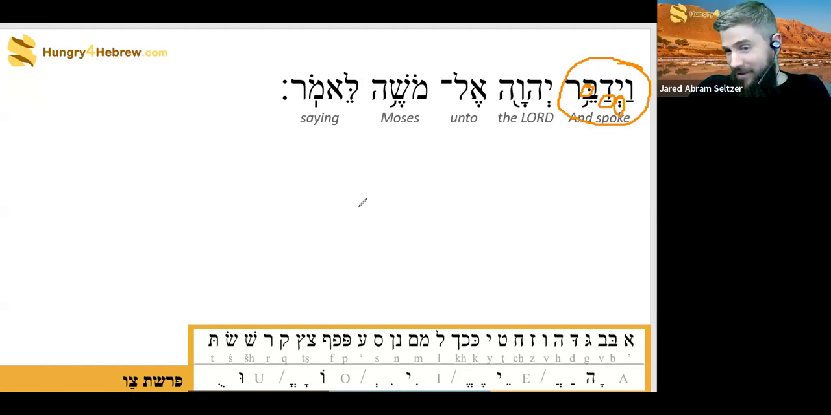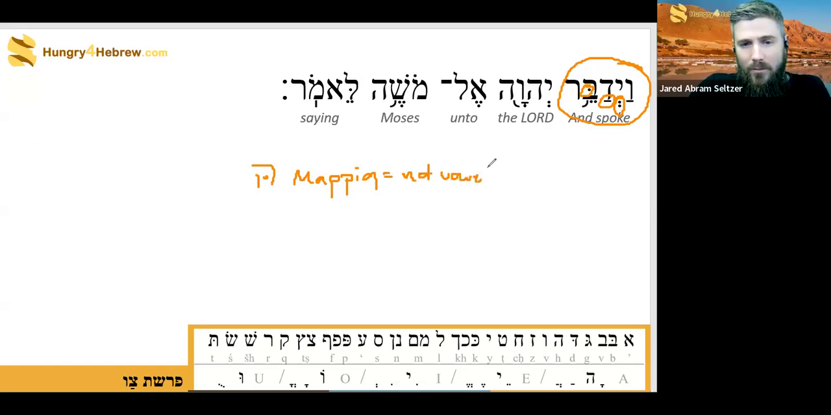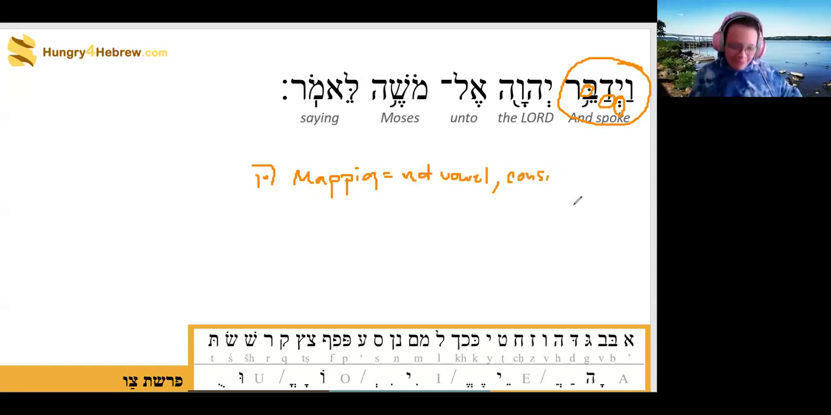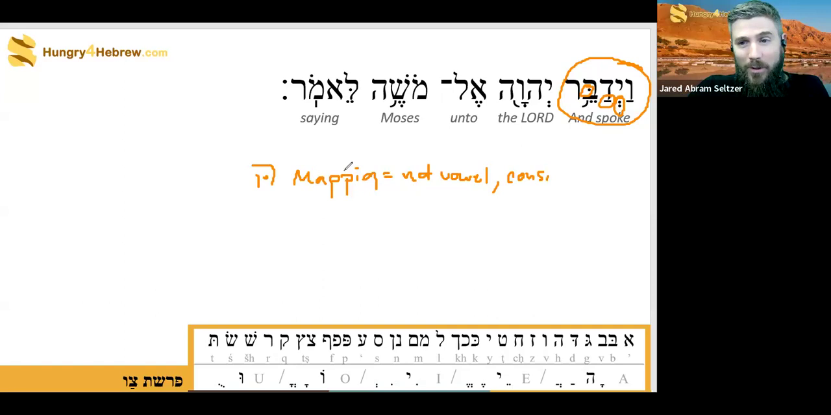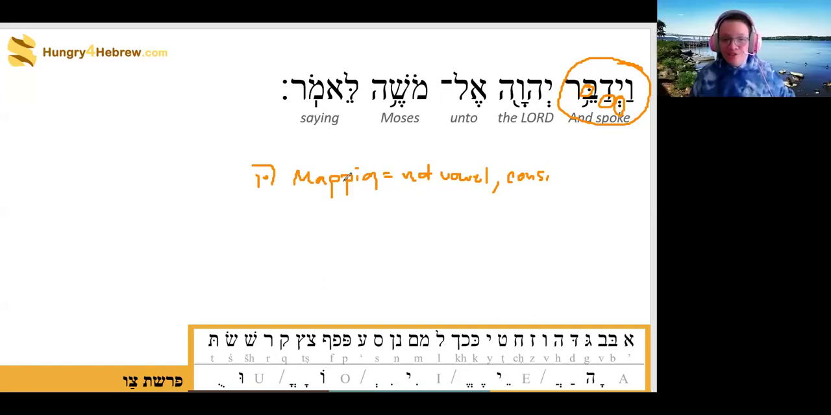Well, we know what it is. Mapik. It's not a mapik. Mapik only shows up in hay. The job of a mapik is to tell us that a letter hay is not a vowel, but instead a consonant. So that leaves us with pretty much one other option, right? A dagesh. Has to be a dagesh.